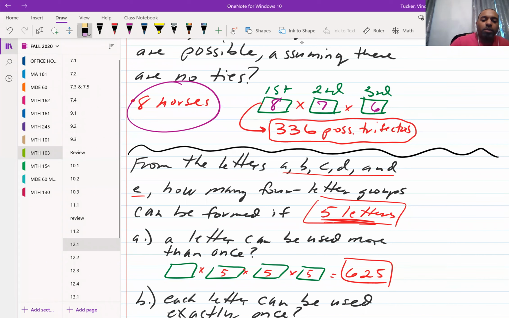So let me erase this, make sure we're okay with it. All right, so we want to know how many four-letter groups can be formed. In part A, it says if a letter can be used more than once. So we have 5 letters altogether. In each box that represents what we're trying to find, 4-letter groups, that's why I have 4 boxes. If I could use my letters more than once, that means in each box, I would have 5 choices. And then you multiply that number 5 by itself 4 times, and that'll give us 625. That's why it's 5 each time, because each letter can be used more than once.